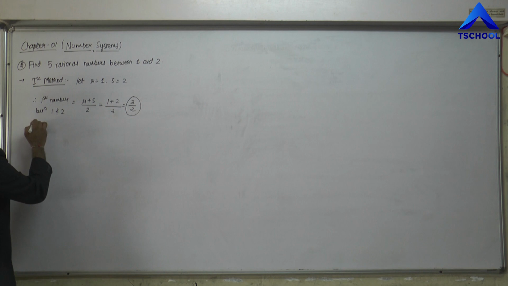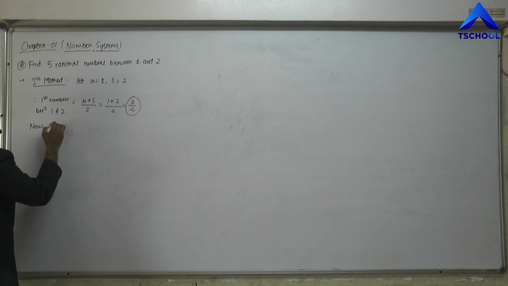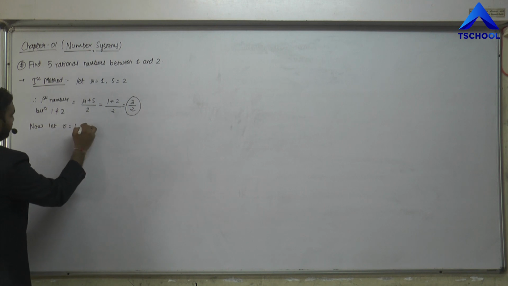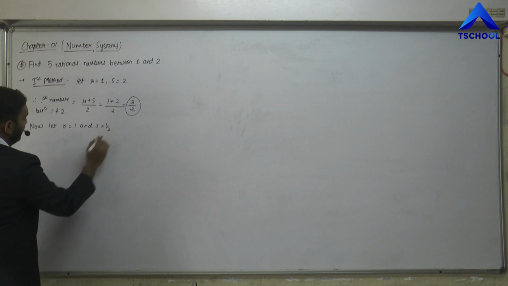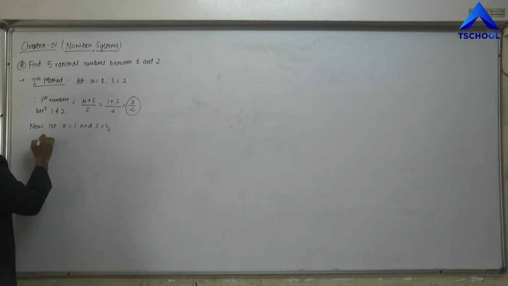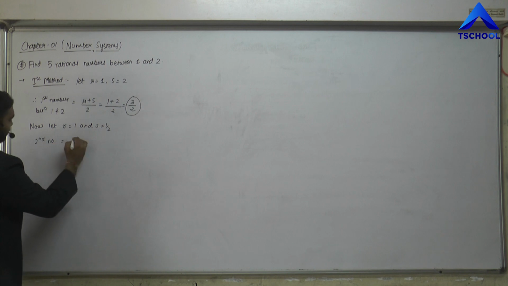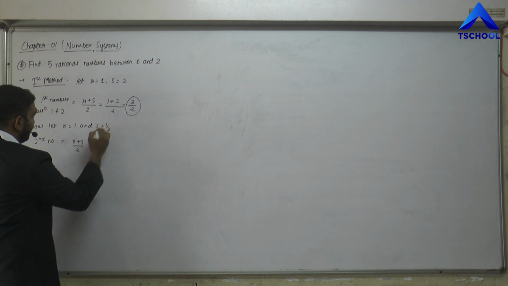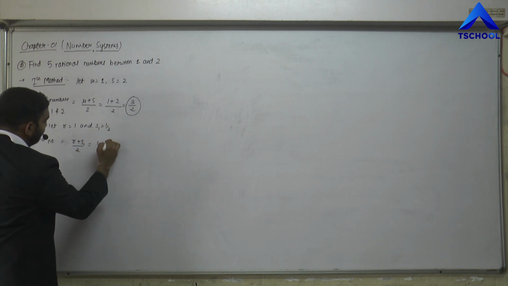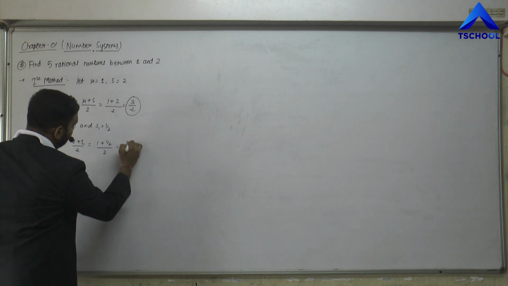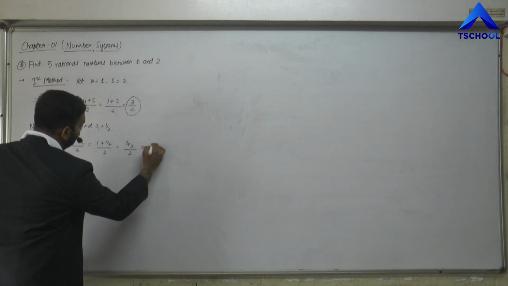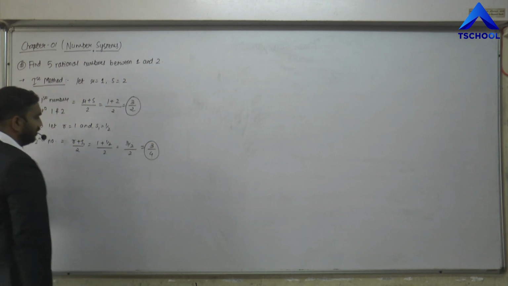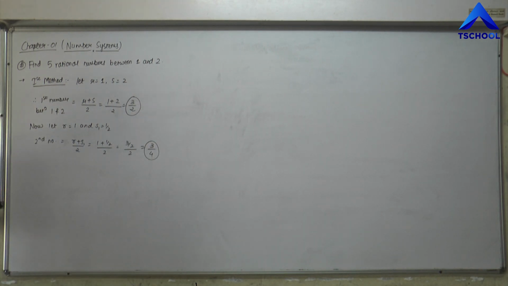Similarly, now let r equal 1 and s1 equal 1 by 2. So the second number is (r plus s1) by 2, that is (1 plus 1 by 2) upon 2, that is 3 by 2 upon 2, which will give us 3 by 4, right? So that is another number between 1 and 2, that is 3 by 4.